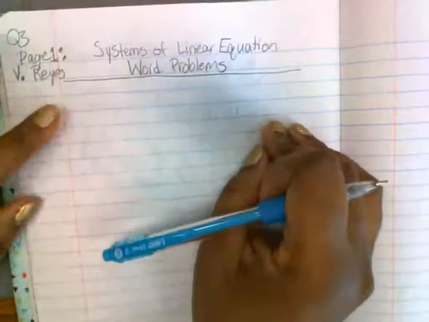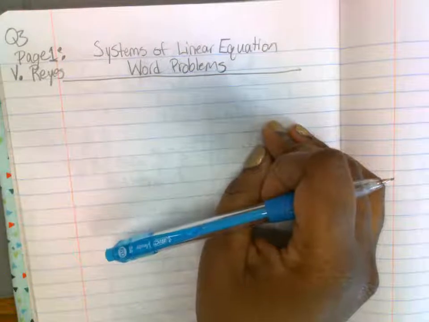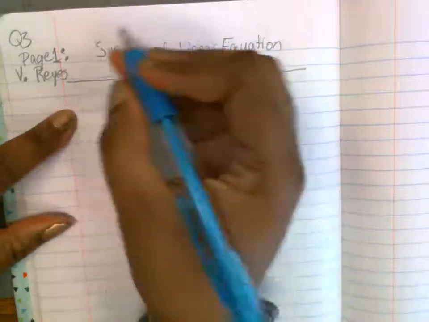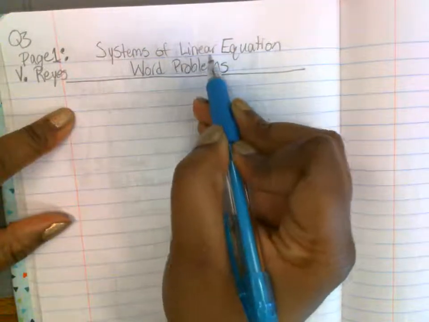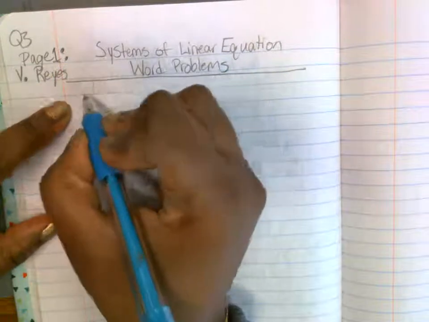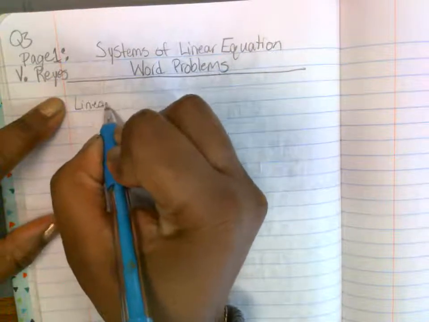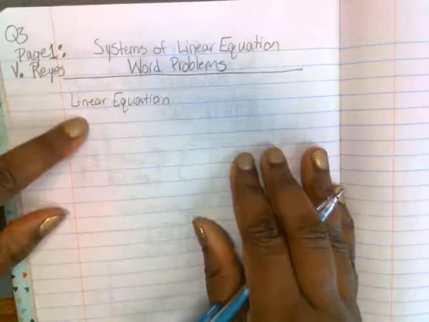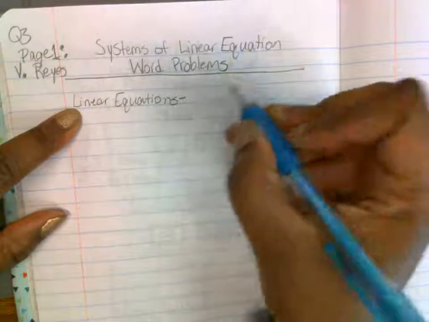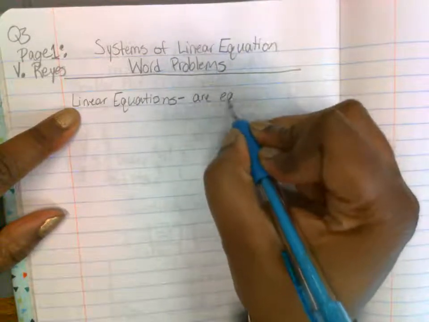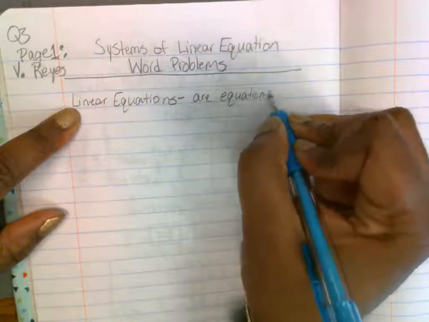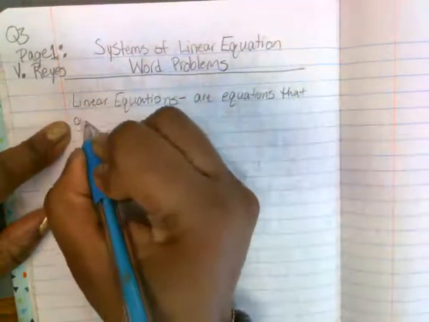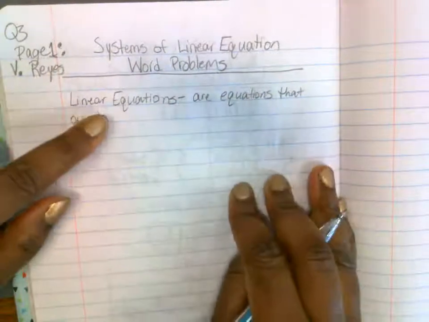Okay, so before you can start solving systems of equation word problems, there are some things that you have to know. The first thing that you need to know about solving a system of linear equation word problems, you have to know what a linear equation is. Linear equations are equations that graph straight lines.